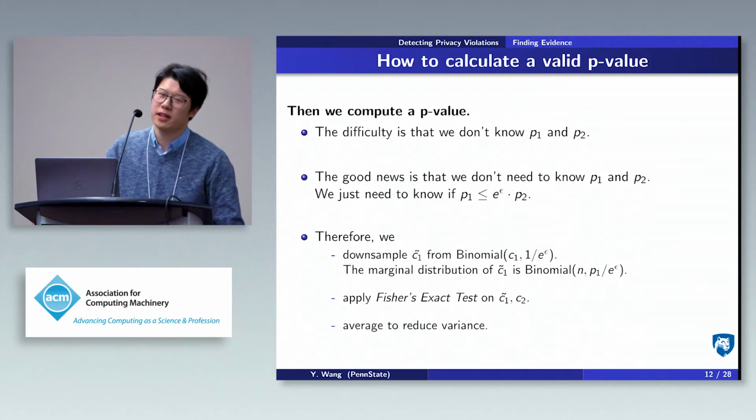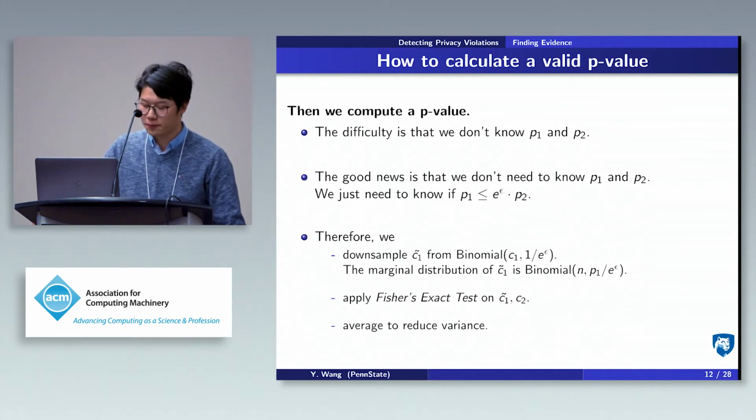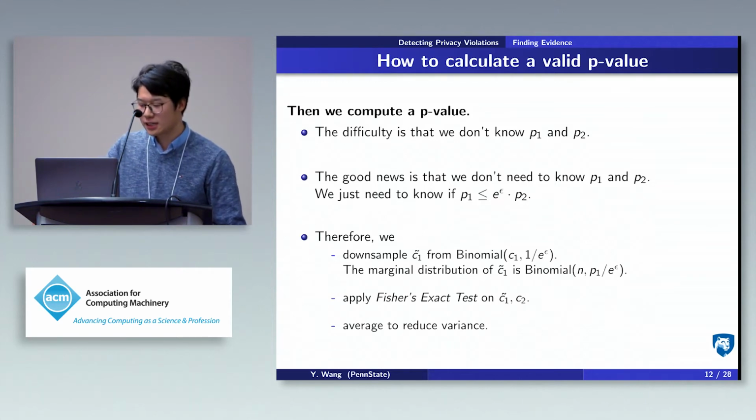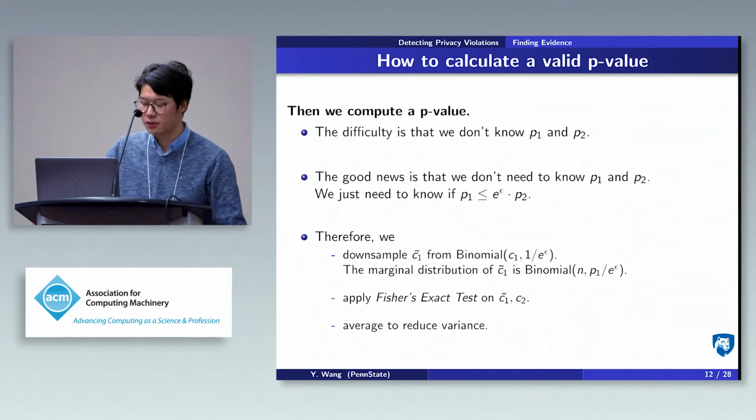Then how can we calculate p-values? The difficulty is that we don't know p1 and p2, and it's hard to estimate them. But we only care about if p1 and p2 satisfy the formula or not. And Fisher's exact test is a well-known method to compare two binomial distributions. It's based on the fact that when p1 equals p2, the joint distribution of c1 and c2 is hypergeometric.